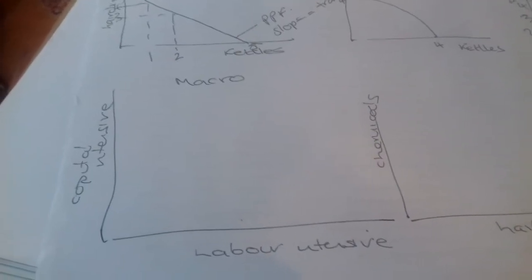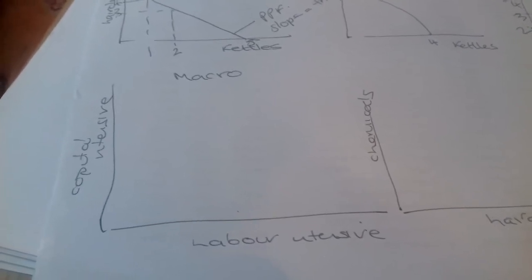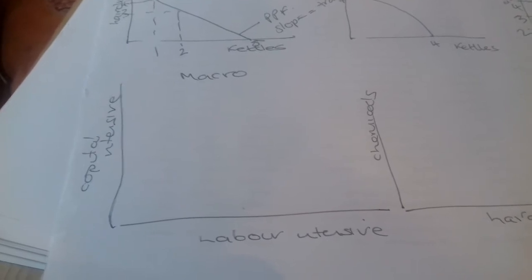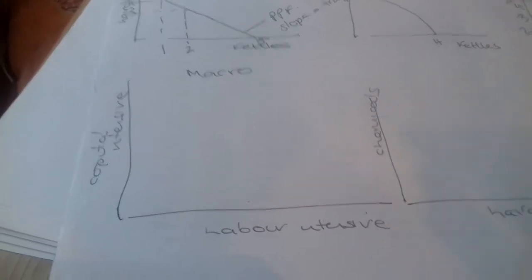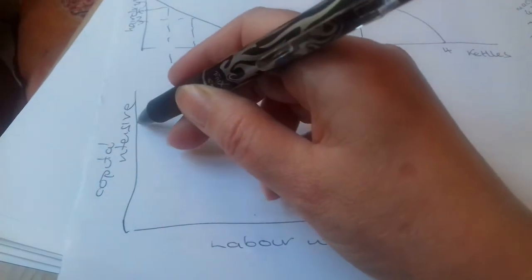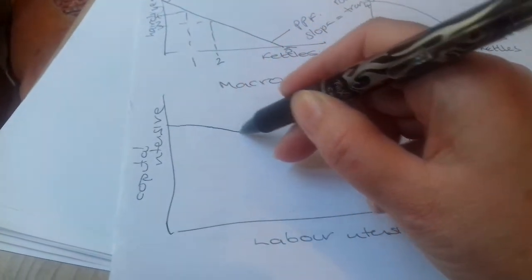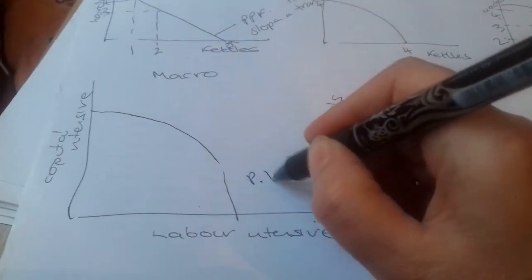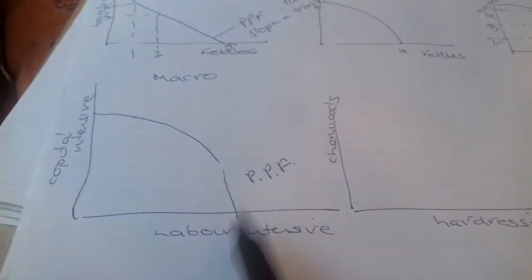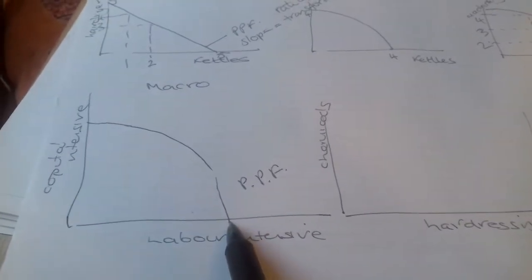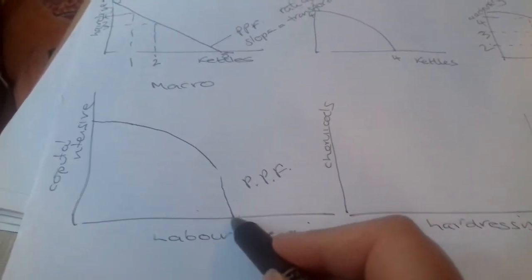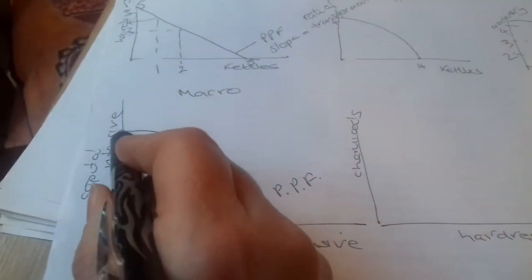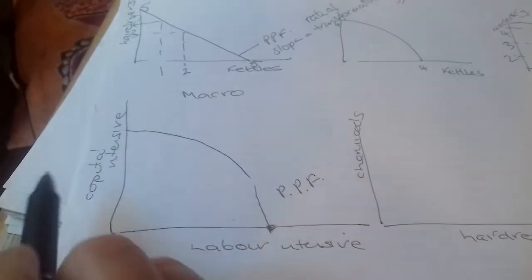We can use the production possibility frontier to talk about macroeconomic circumstances as well. So let's consider a scenario where we have a capital-intensive industry and a labour-intensive industry. Again, our scenario would probably result in a production possibility frontier like this. If we put all of our resources into the labour-intensive industry, this is the maximum level of output. If we put all of our resources into a capital-intensive industry, we could be at this point here.